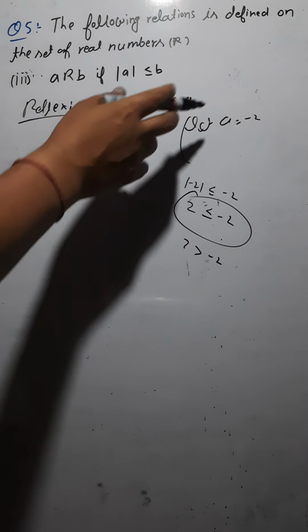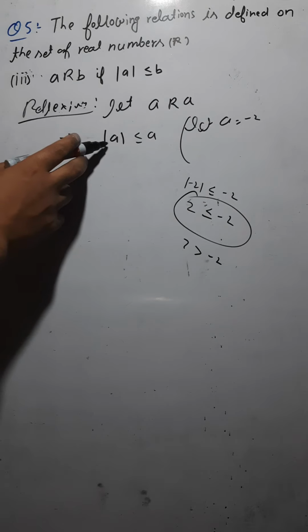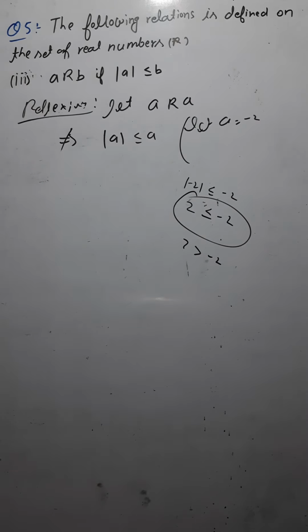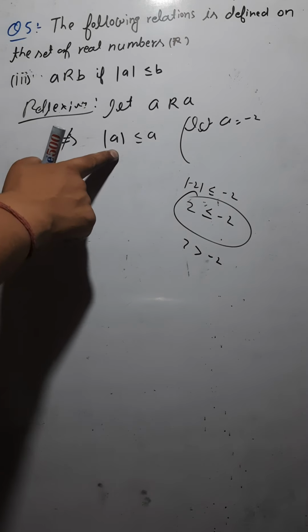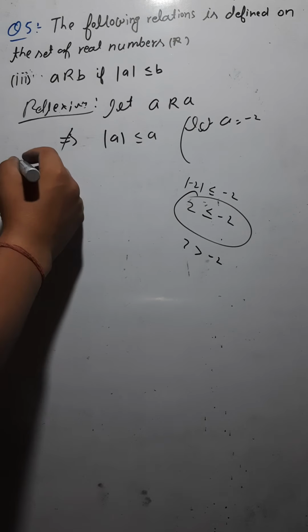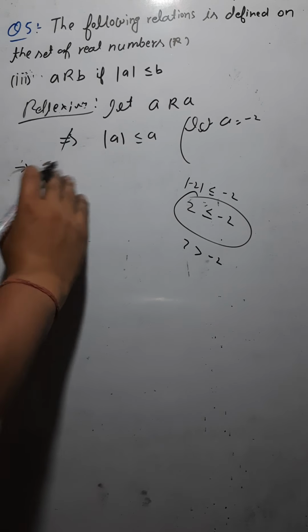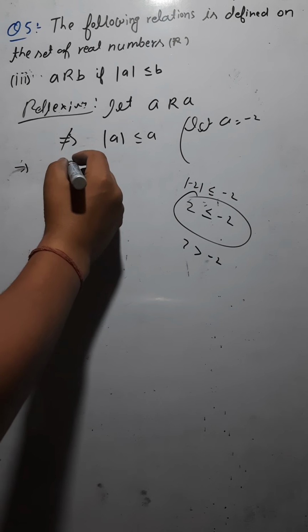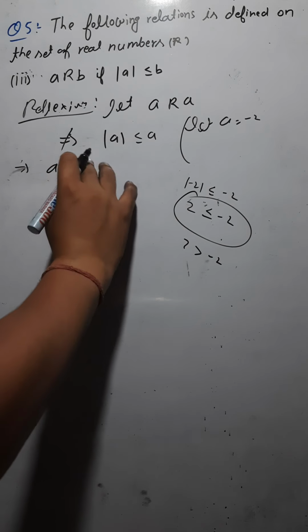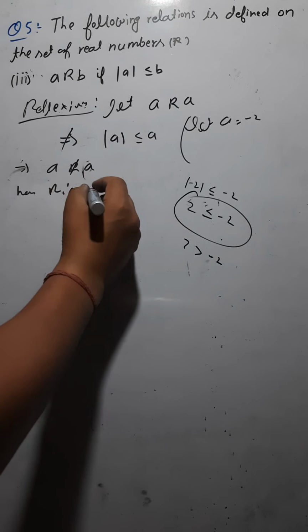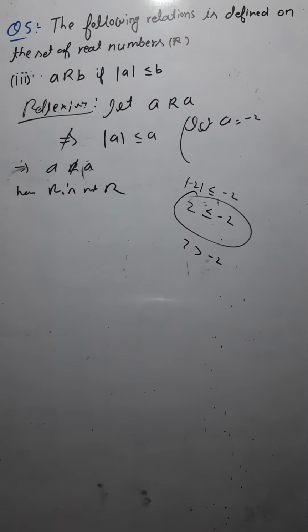So if I am writing a is related to a, the modulus of a is not less than equal to a. So this does not imply this. So hence you would say it also implies that a is not related to a. Hence R is not reflexive, isn't it?